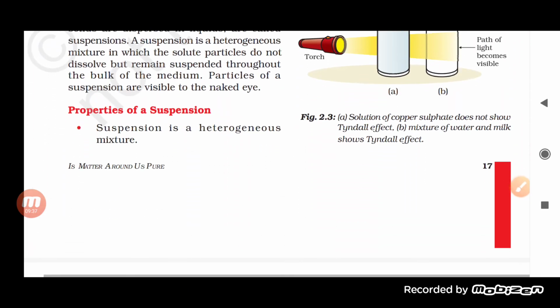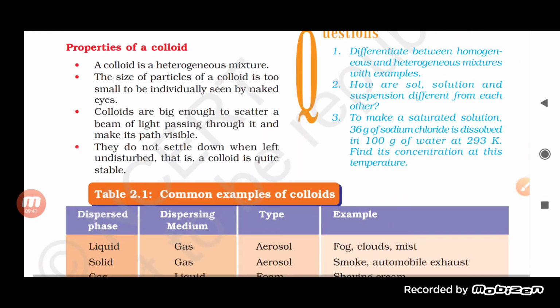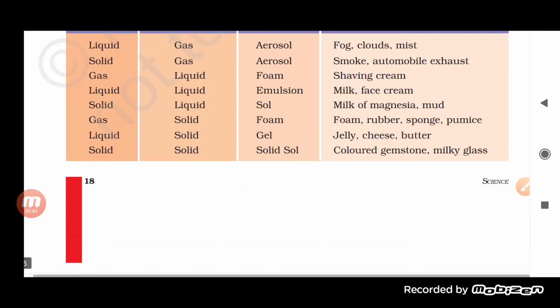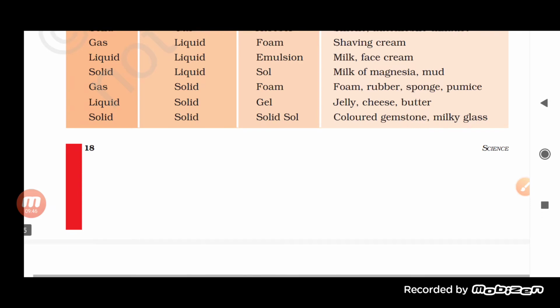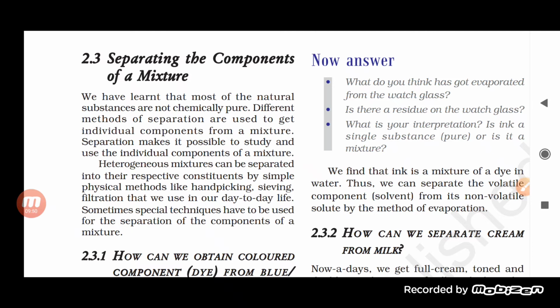So till now, student, we have understood about suspension. We have understood about the colloidal solution, as well as we have seen some examples of colloids. Now let us start with separating techniques. There is a need for separation of the components of a mixture, and there are a lot of different separating techniques with the help of which we can separate the different components present in a mixture.